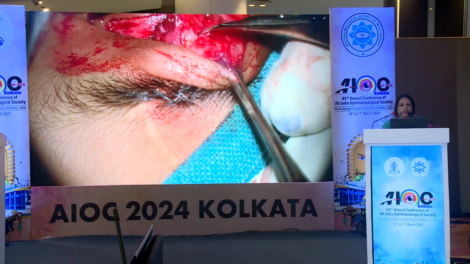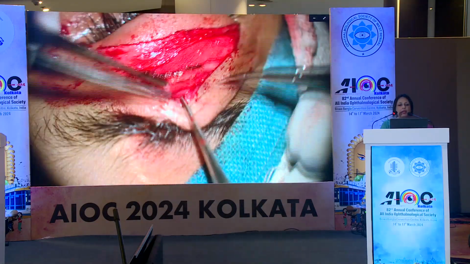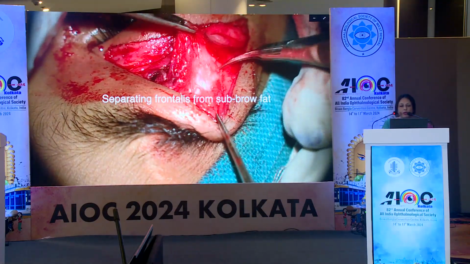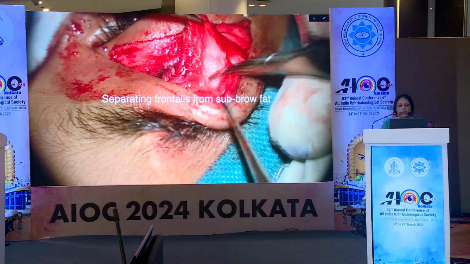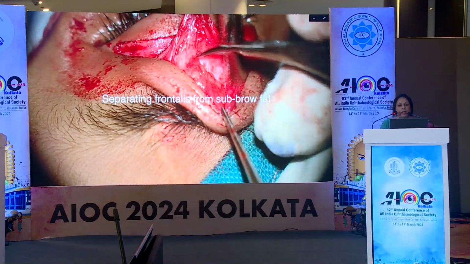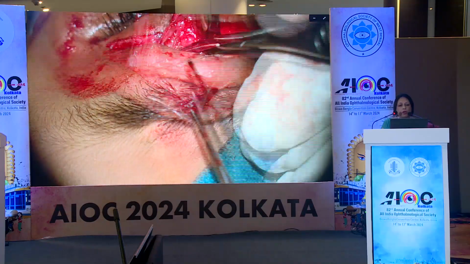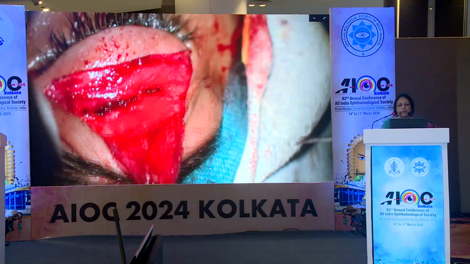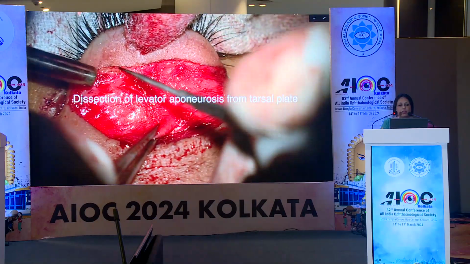You can see the frontalis muscle is being separated, and remember it is quite closely adhered to the subbrow fat. It has to be separated so that once you pull it down, the brow also does not get pulled down with it. So there has to be a good dissection in front of and behind the frontalis muscle.